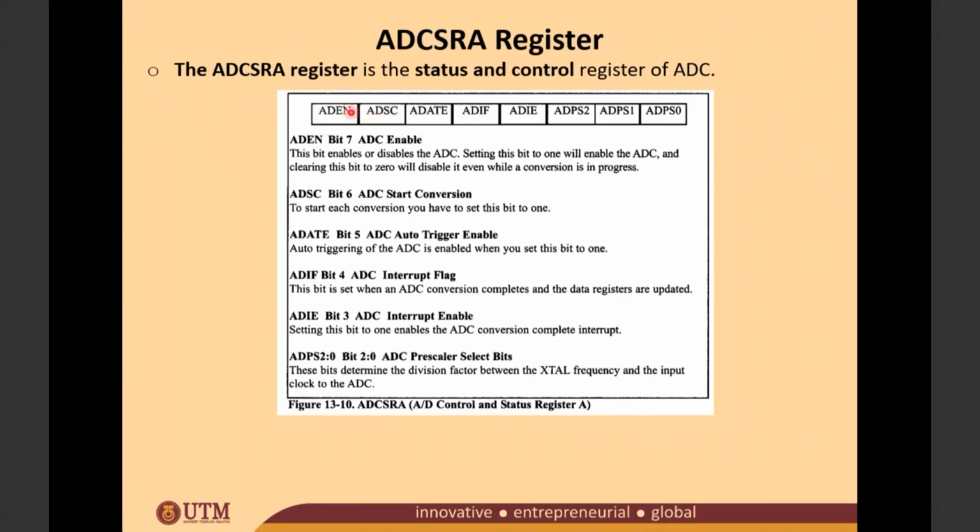And last but not least, this bit here is super important. This is where you enable the ADC. When you put 1 here, it means you enable your ADC. If you put 0, even though you put 1 in ADSC, the ADC conversion will not happen. Why? Because you disabled this bit here. So every time you're going to do the analog to digital conversion, make sure you enable this bit, and after that you can start by putting 1 to this bit here, ADSC.